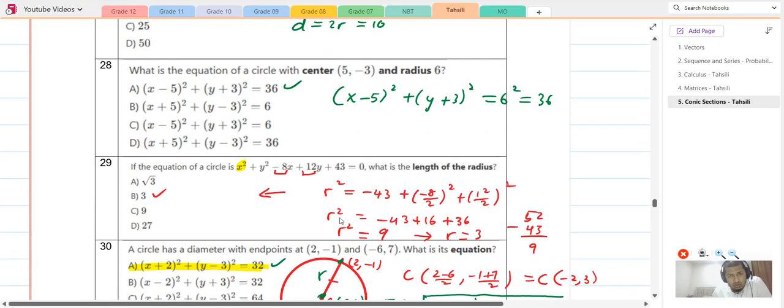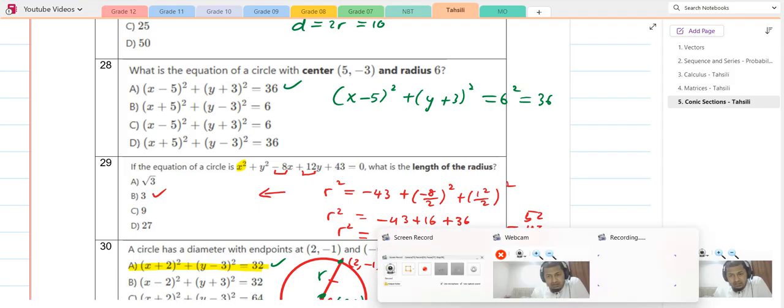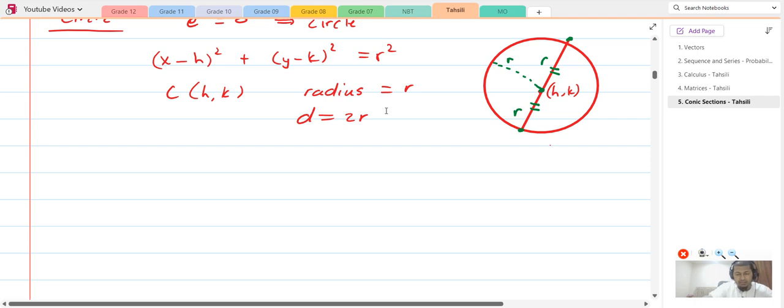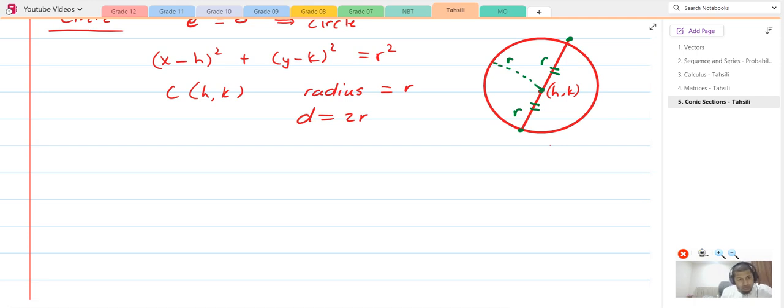Now let's go and learn about hyperbola. Hyperbola notes. So we have two parts again.